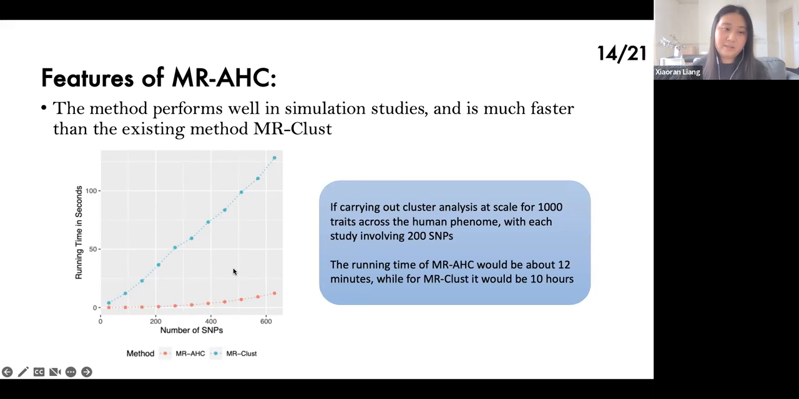If we use the same setting as in the running time test, and we carry out a cluster analysis across the phenome for 1,000 traits, and for each trait the cluster analysis involves 200 SNPs, then the running time of our method would be around 12 minutes, but for MR-Clust, it can be as long as 10 hours. So our method is both reliable and fast, so it can be applied to a large number of multimorbidity condition pairs to do cluster analysis.